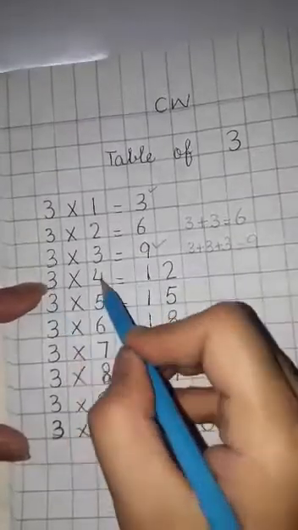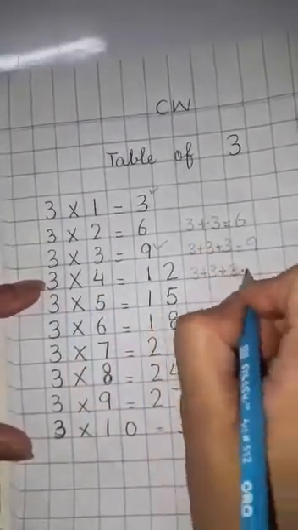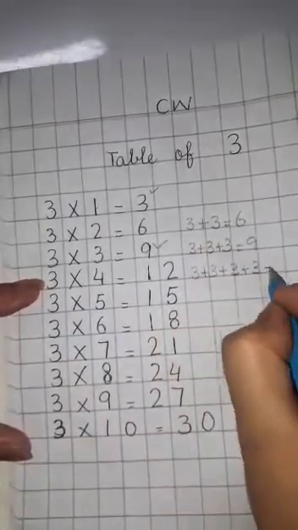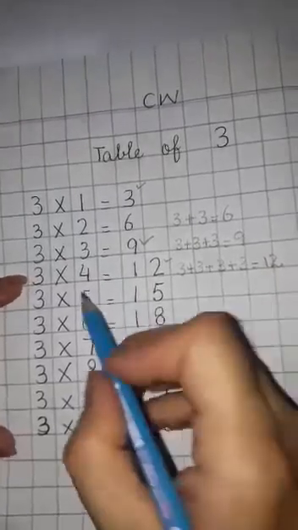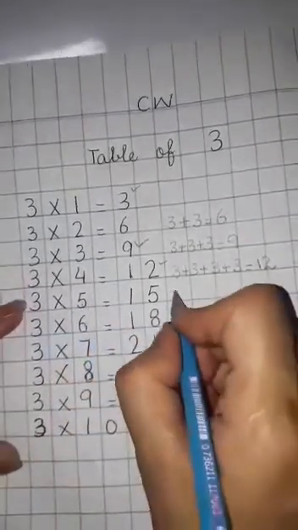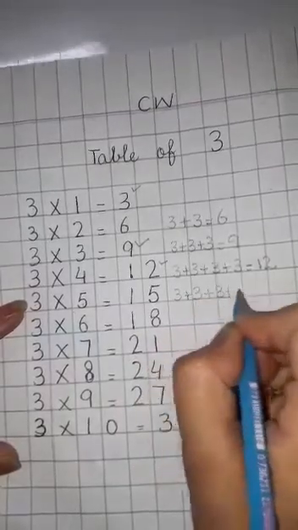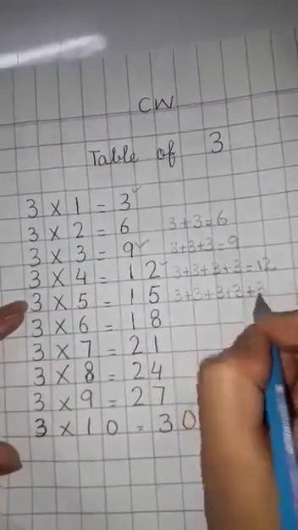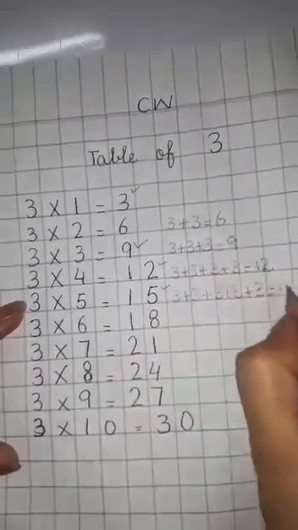If you add 3 four times, it means 3 plus 3 plus 3 plus 3, it will give you 12. When you add 3 five times, it means 3 plus 3 plus 3 plus 3 and plus 3. 1, 2, 3, 4, 5, it will give you 15.